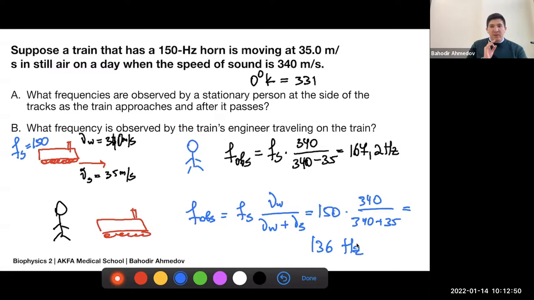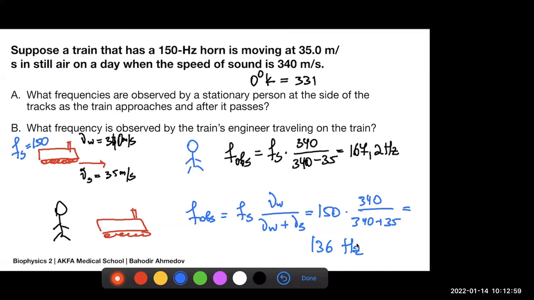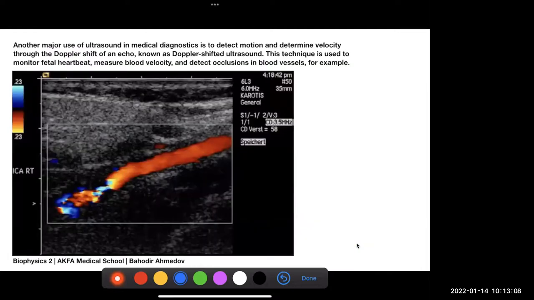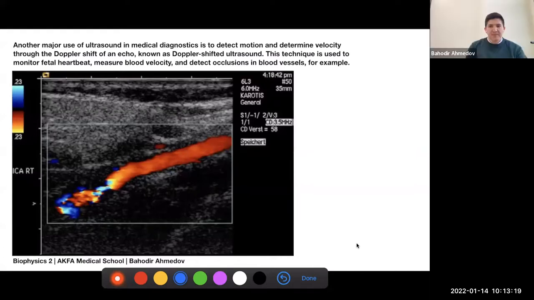Okay, did you understand our calculations? Any questions about the calculations? No questions. Okay, Professor, so the first frequency is when the train is approaching, and the second one is when the train is leaving. Yes. Thank you. The observer is not moving.